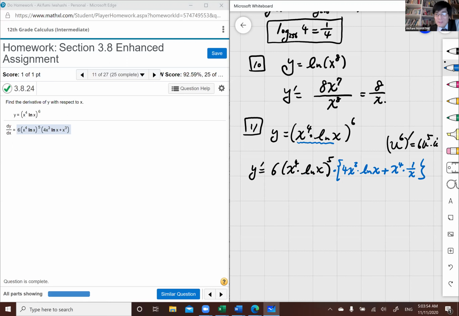Okay, so that's it. Of course, you can factor this one. First of all, this part becomes x cubed, this part becomes x cubed, and you can factor x cubed out. So the better solution is 6 x cubed, (x to the 4th ln x) to the power of 5, times parentheses, 4 ln x plus 1.